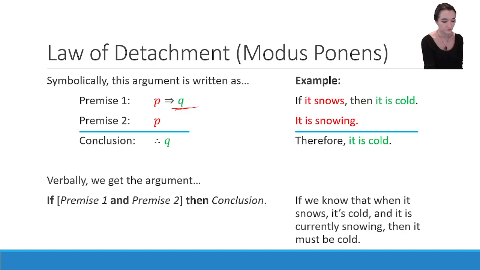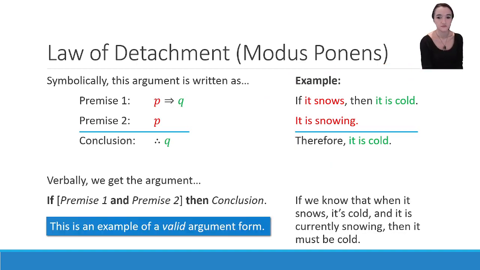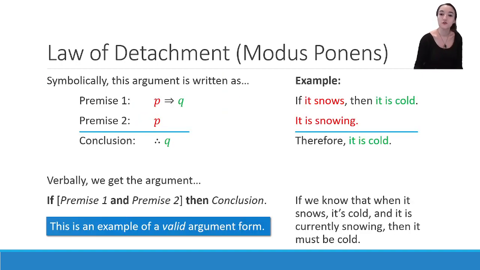So in this case, we're using that here, that we are making this entire argument into one big if-then statement. So, if these things, then this. Okay? And to go with this example, that just means if we know that when it snows, it's cold, and we know it is currently snowing, then we would know it must be cold. So this is a valid argument form. Okay? So that is the first and simplest of the valid argument forms that we're going to see, and we'll see other examples of valid arguments as well as invalid ones that are common.